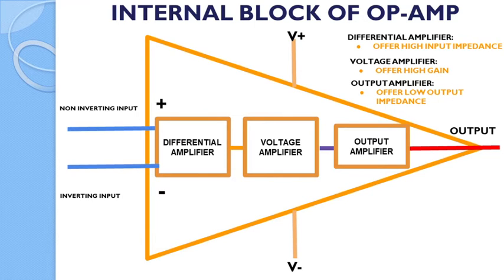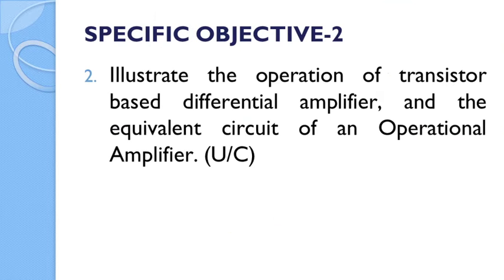So we have three internal stages. One is a differential amplifier, another is a voltage amplifier, and finally the output amplifier. All these internal blocks help the operational amplifier increase the strength of an input signal. Next we are going to discuss the differential amplifier and the equivalent circuit of an operational amplifier.